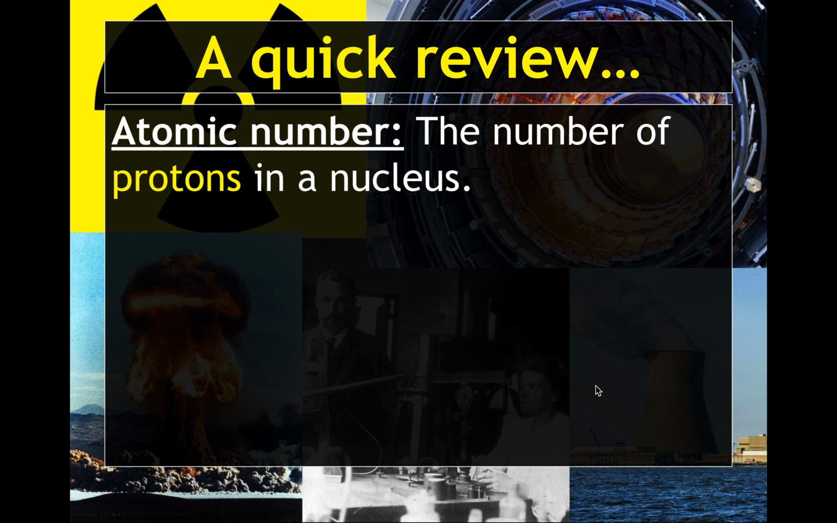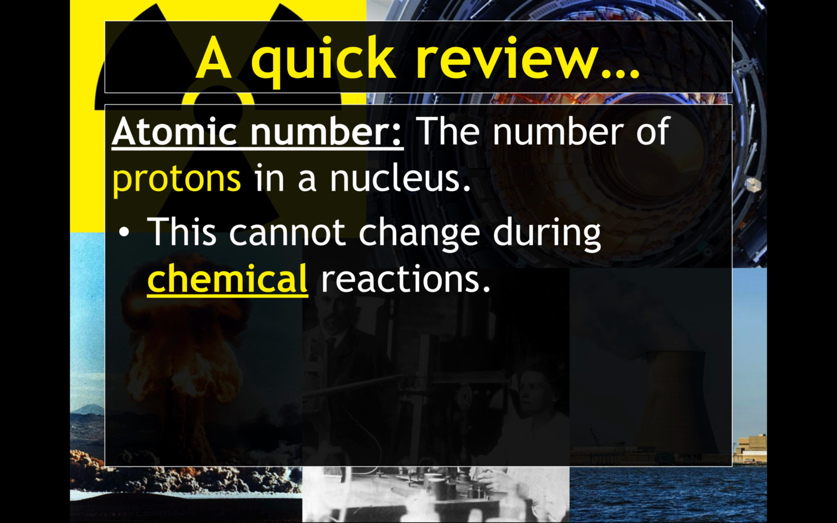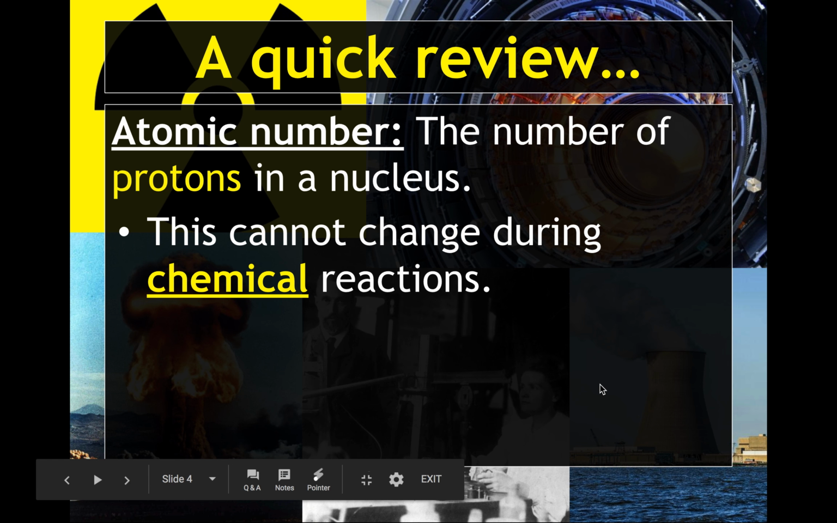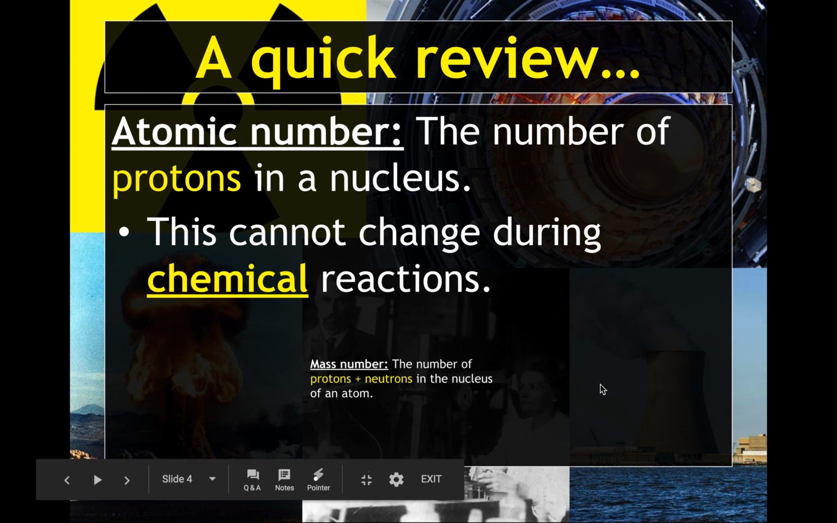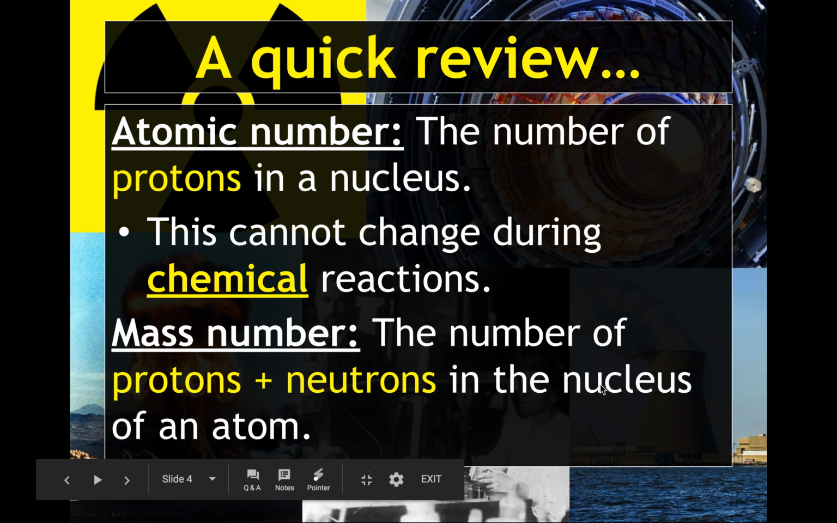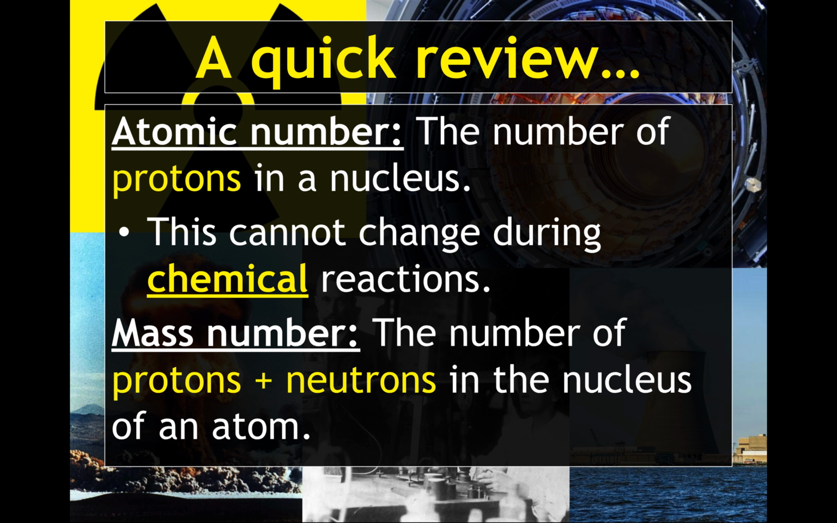The atomic number, again, is the number of protons in the nucleus. This cannot change during chemical reactions. The proton number always remains the same because an element isn't going to change from one element to another in a chemical reaction. The mass number, again, is the number of protons plus neutrons that's in the nucleus of an atom.